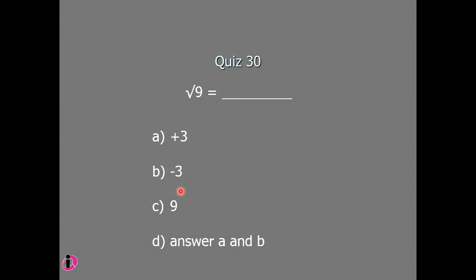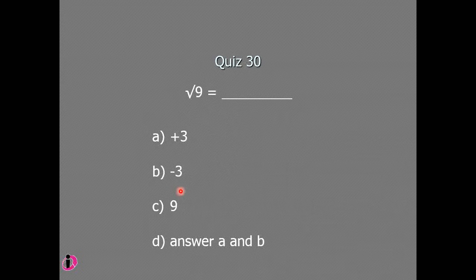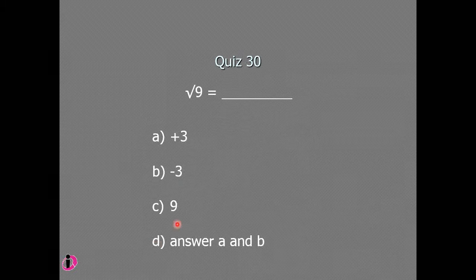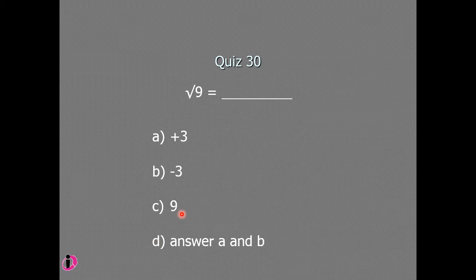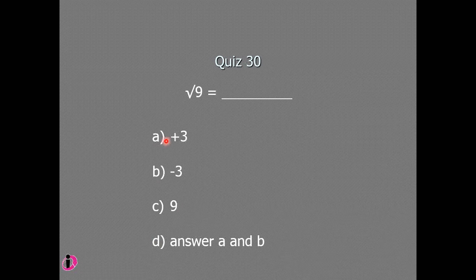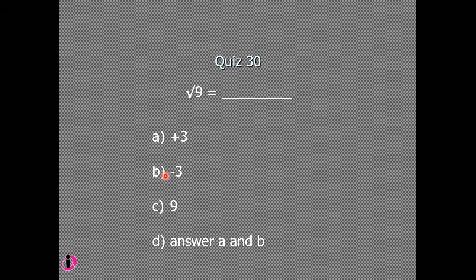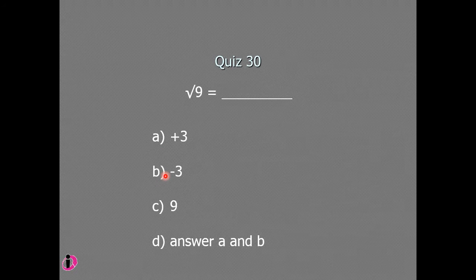Square root of 9. Right answer is D, right? Because remember it's plus or minus 3. Because if you multiply -3 times -3, it becomes 9, right? So right answer is both A and B. Any question?